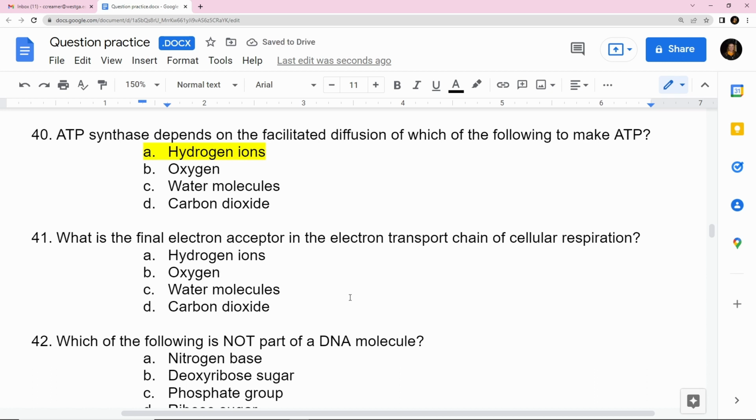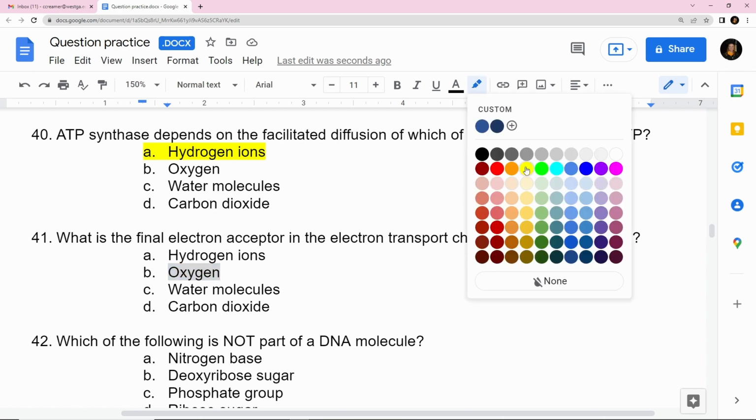What is the final electron acceptor in the electron transport chain of cellular respiration? Hydrogen ions, oxygen, water molecules, or carbon dioxide? If you said B, oxygen, you would be correct.